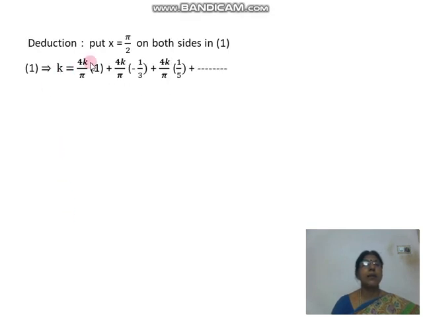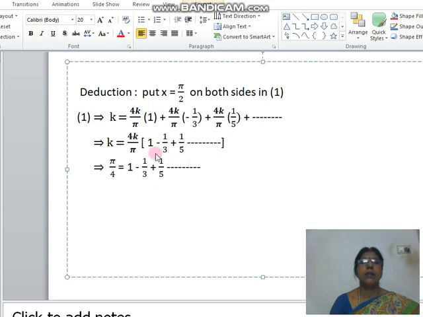k is equal to 4k by pi sin pi by 2, which is 1. Next 4k by pi times 1 by 3 sin 3 pi by 2, which is minus 1 by 3. Next sin 5 pi by 2 gives plus 1 by 5. Now it can be written as k is equal to 4k by pi times 1 minus 1 by 3 plus 1 by 5 and so on. Now bring the 4k by pi to this side, so it is k into pi by 4k. k cancels, and we get pi by 4 only. Pi by 4 is equal to 1 minus 1 by 3 plus 1 by 5 and so on, which is the required series.